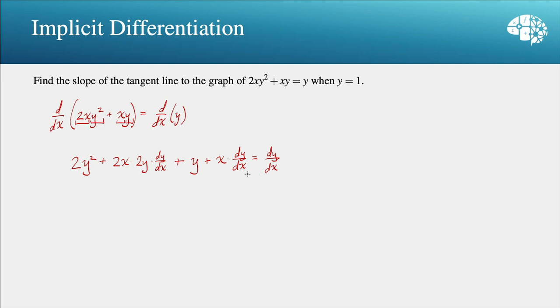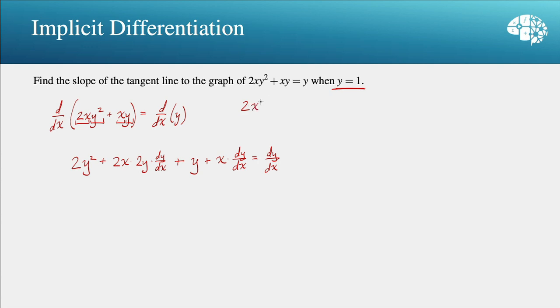I like to actually plug things in when we care about a specific value. So here we want the slope of the tangent line when y is equal to 1. So we know that y is 1. We've got some x's in here that we've got to figure out, and we can find those by just plugging this y value into the original equation. So let's go ahead and do that.